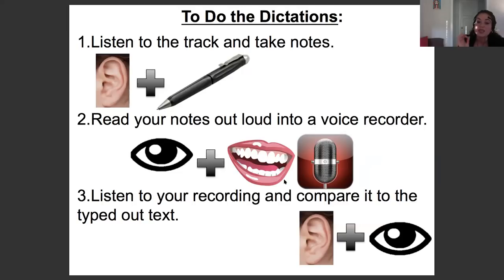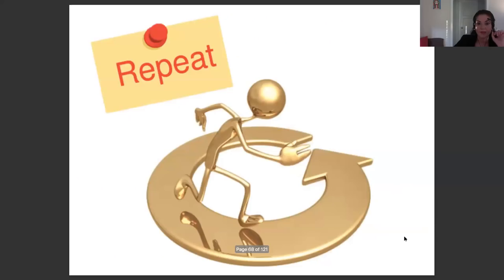Okay, when you listen to your recording, then you compare it to the typed out text. So again, first thing is you're listening and you're taking notes. Secondly, you're reading your notes and you're voice recording them, reading them out loud into a voice recorder. And finally, you're listening to the recording you created, and you're comparing it to the original text. That's how you know if you got it right or wrong, okay?